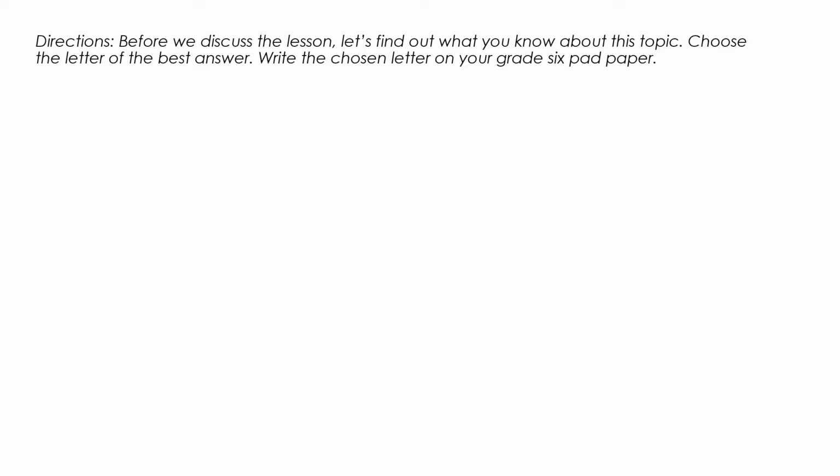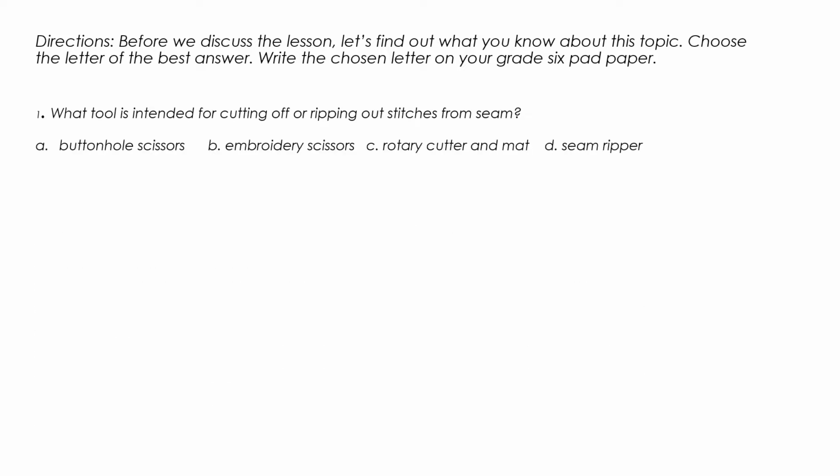Choose the letter of the best answer. Write your chosen letter on your paper. Number 1. What tool is intended for cutting off or ripping out stitches from seam? Is it A, buttonhole scissor, B, embroidery scissor, C, rotary cutter and nut, or D, seam ripper?